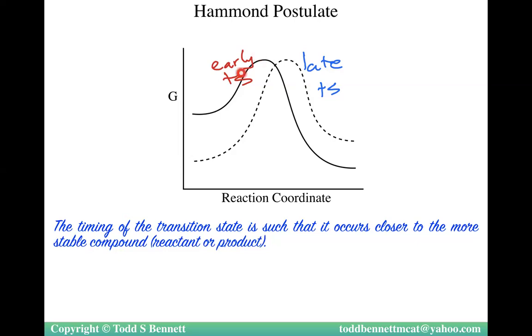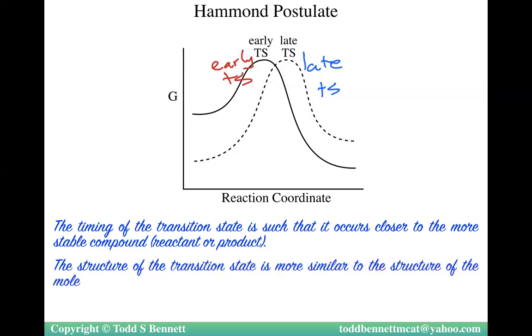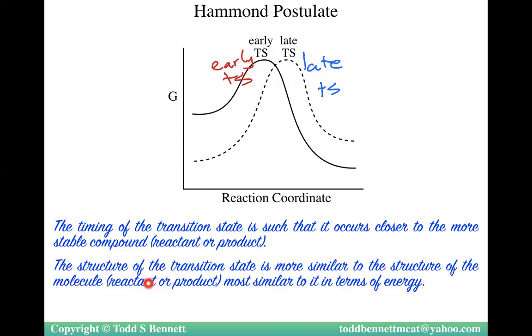So the timing of the transition state is such that it occurs closer to the more stable compound. That's not exactly what it means. So just go back to what I said before: the transition state will be closer to the one that is most similar in energy. Okay. Early transition state, late transition state. The structure of the transition state is more similar to the species it is closest to in terms of energy. That is the statement I want you to have.